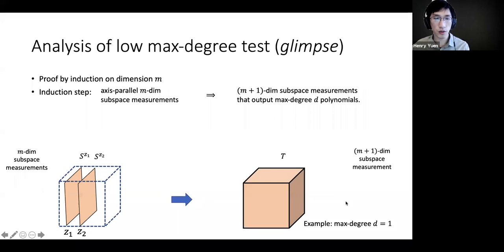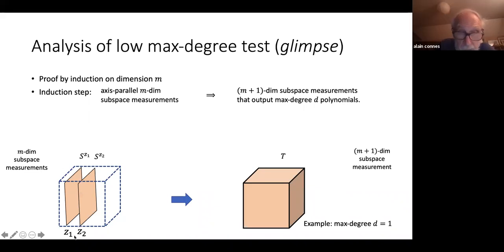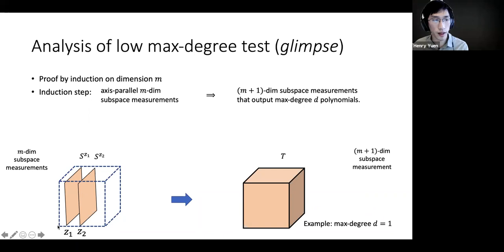And then the induction step is just to continue pasting together measurements. Let's say our vector space is F^(n+1), and we're given measurements on axis-parallel subspaces. So Z1 and Z2 index the horizontal axis. For two points Z1 and Z2, we have measurements that output a polynomial giving you values on each of these planes. Then we can glue them together into a single (n+1)-dimensional subspace measurement T that gives values for everything in this cube.